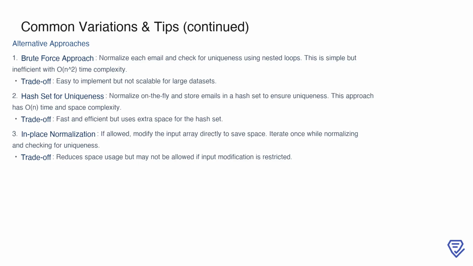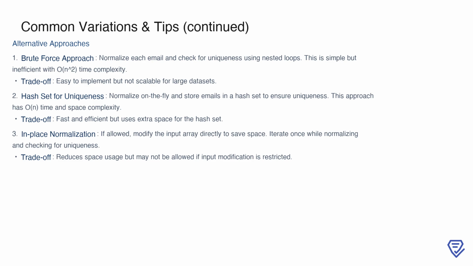A more efficient approach is to use a hash set for uniqueness. With this method, you normalize each email on the fly and store it in the set. This ensures an optimal O(n) time and space complexity. It's fast and practical, though it requires extra space for the hash set.